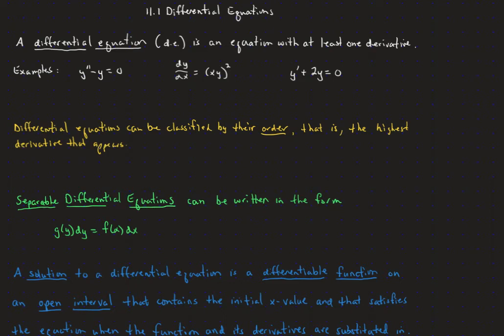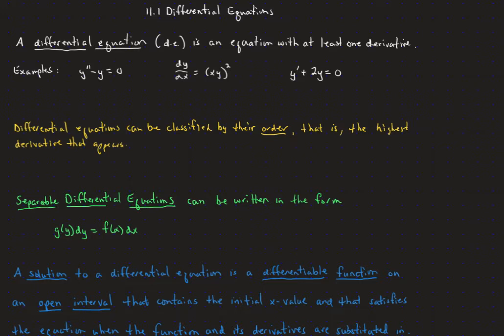In this video, we'll talk about section 11.1, and we're going to start our deeper look into differential equations. We've talked about these a little bit in the past, but we're going to go a lot deeper in the next few days. So remember, a differential equation, which we will oftentimes abbreviate as a DE, is an equation with at least one derivative. So some examples are y double prime minus y equals 0, dy dx equals (xy) squared, and y prime plus 2y is equal to 0.